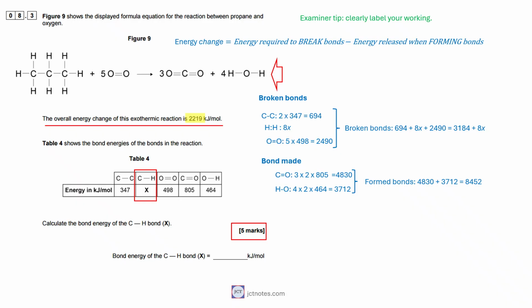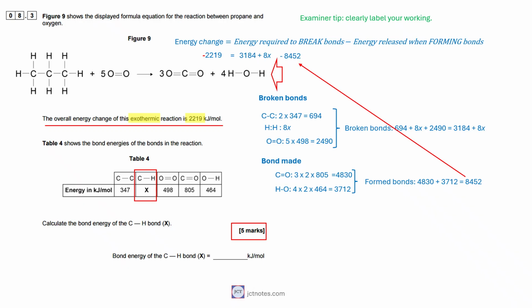Step 3 is where a lot of students lost their footing. The question states that the overall energy change is 2,219 kilojoules per mole and emphasizes that this is an exothermic reaction. Because it is exothermic, it is going to be a negative value, therefore, energy change is minus 2,219. Let's plug in our values: to break the bonds, 4,184 plus 8 times x, and subtract the values to form the bonds, 8,542. Setting up this equation correctly gives you your third mark.